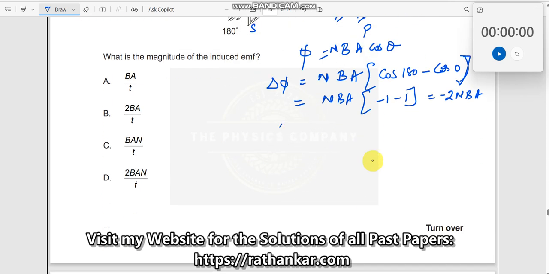And if I divide this by time, only then will I be able to get the induced EMF, right? So delta phi by delta t, this happens in a time t. So this should be equal to minus 2 NBA divided by t. If I take the negative value here, this will give me the positive. So the induced EMF thus will be equal to 2 NBA divided by t, which is nothing but answer D.